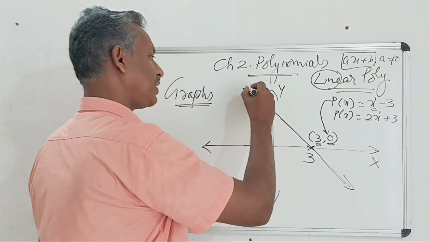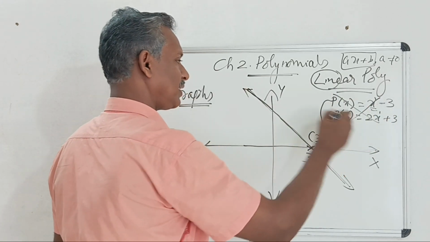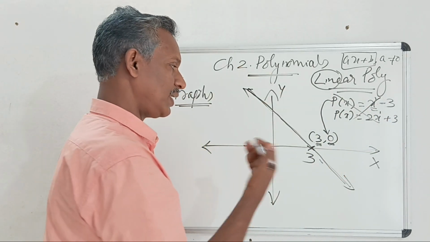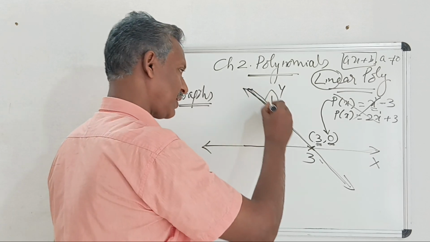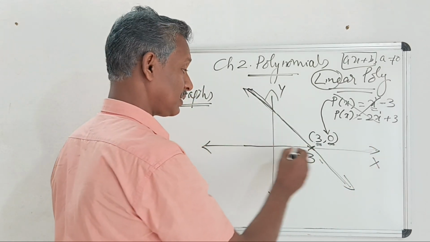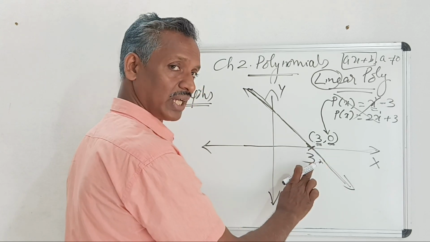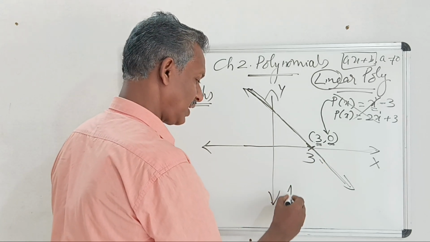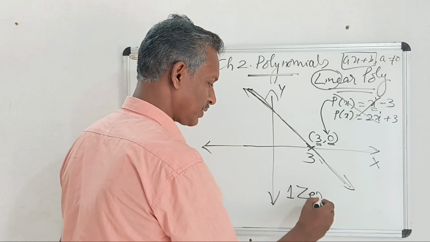Okay. So a graph is given. This will not be given. Only a graph will be given. And they may ask, if it is a straight line, where it is intersecting with the x-axis. It is intersecting with the x-axis only at one point. So we say it has 1 zero.